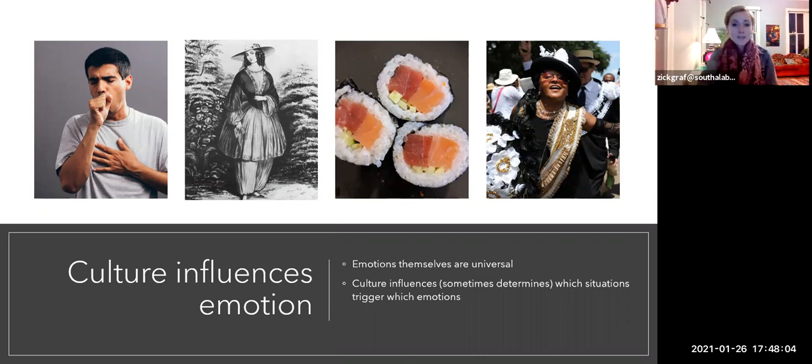So culture influences and sometimes determines which emotions we experience in response to stimuli and how we express our emotions to ourselves and other people.